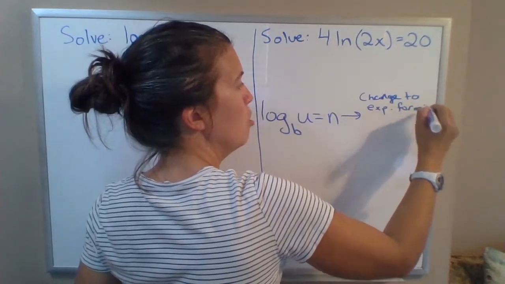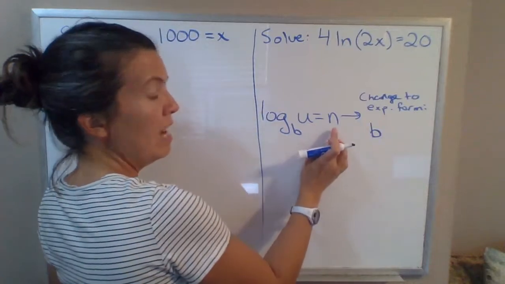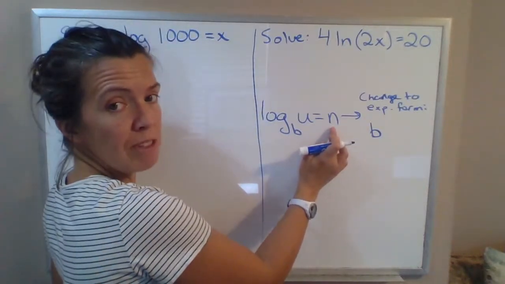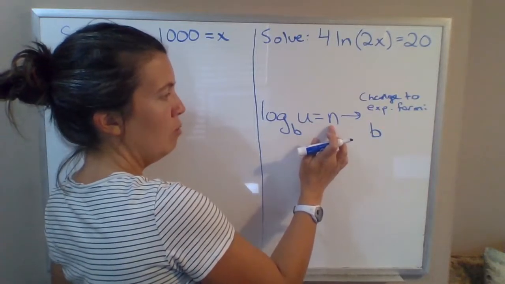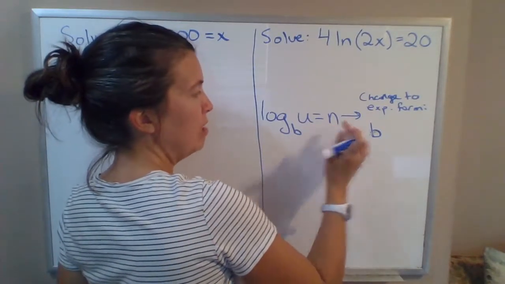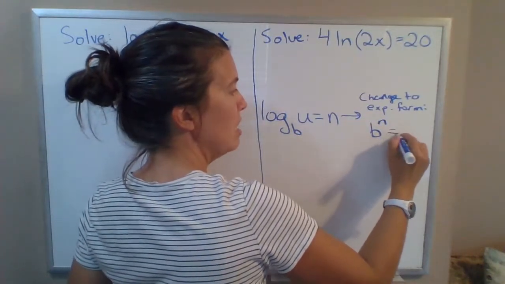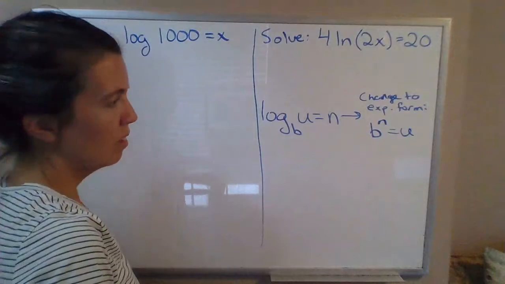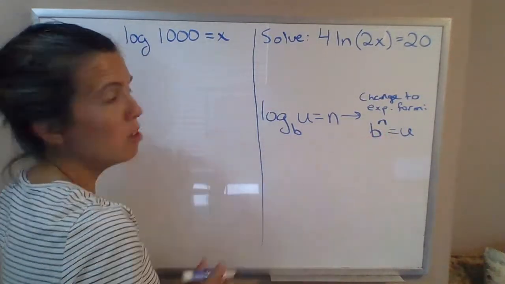The exponential form, in this case, would be: the base is b, the exponent is n. That's log's job, is to find the exponent. What power of b is equal to u? So when a logarithmic expression is equal to n, n is the exponent that we put on b in order to get u. So the exponential form of this equation is b to the n equals u.